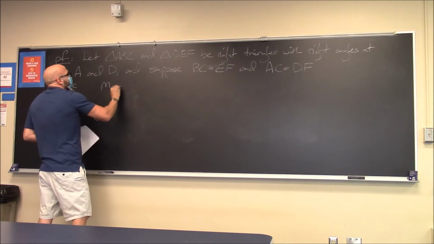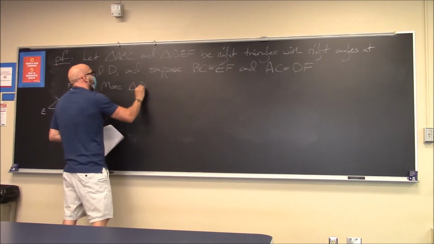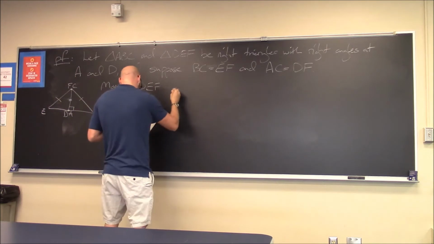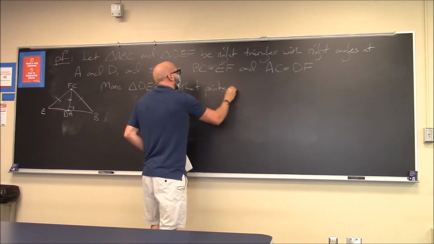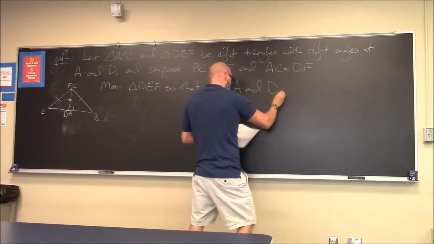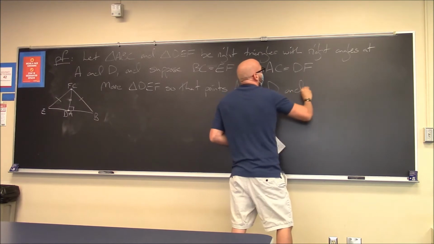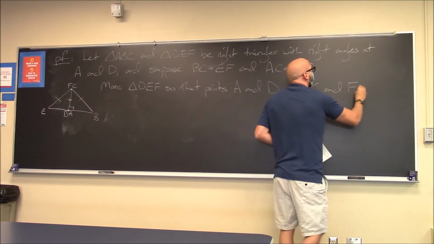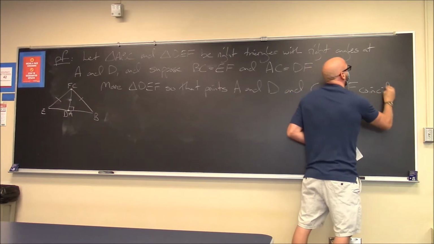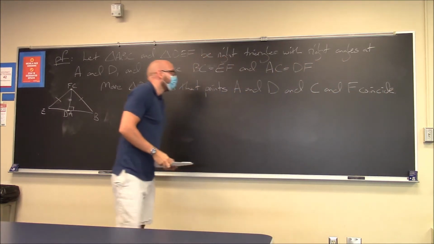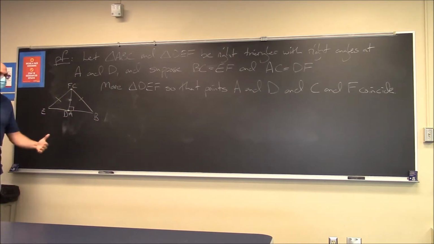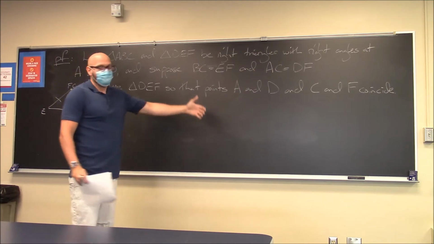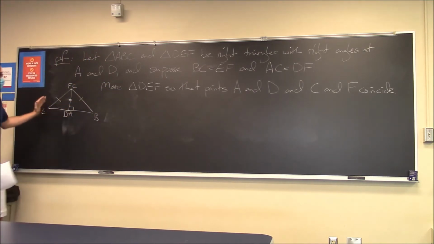So we'll write that down in the proof. Move the triangle DEF so that points A and D and C and F coincide. And in 1899, when Hilbert came along and did geometry sort of rigorously and properly, he did include this as one of his axioms. You're allowed to move stuff around in the plane as long as you're not resizing your triangles or anything.